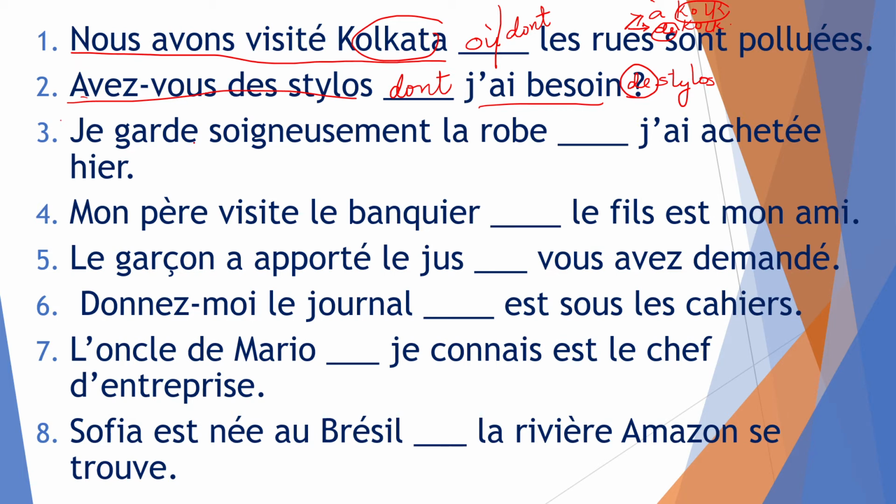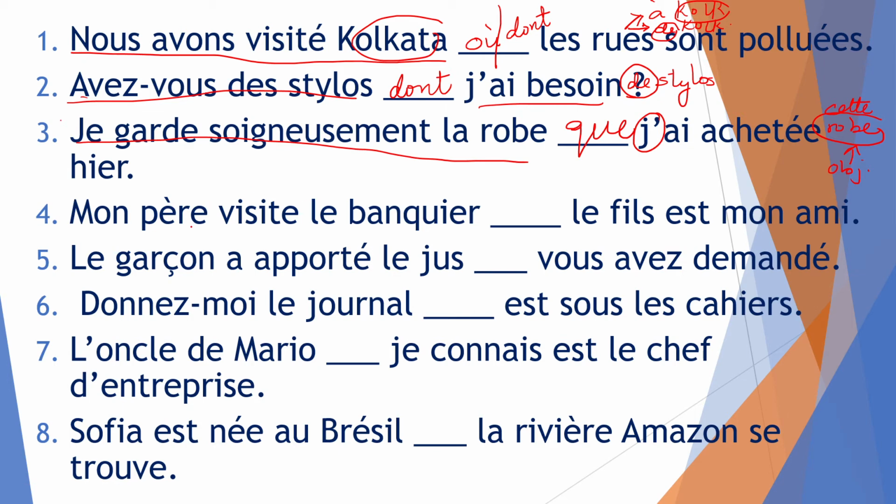Then, je garde soigneusement la robe — j'ai acheté hier. So this will be the first sentence: je garde soigneusement la robe. Second will be j'ai acheté cette robe hier. Now the common factor is robe, and in the second sentence it is an object, so it becomes que. And you can check that que is followed by a pronoun or a noun.